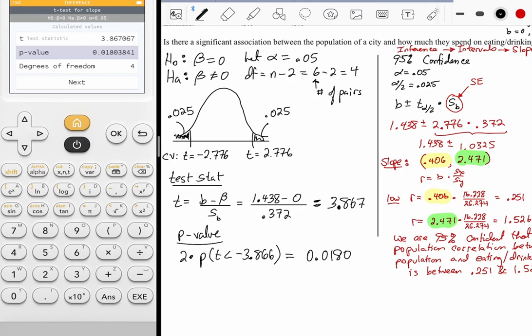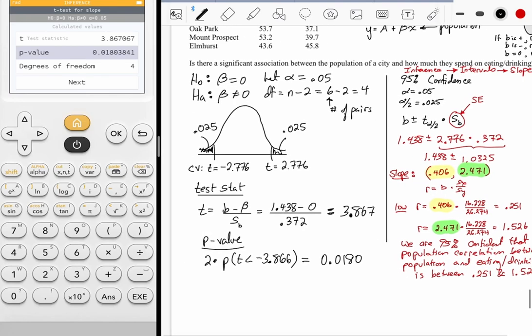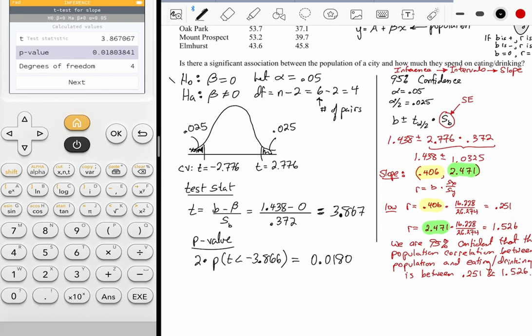All right, so my p-value is less than the alpha value that I chose, so I'm going to reject the null hypothesis and go with the alternative.